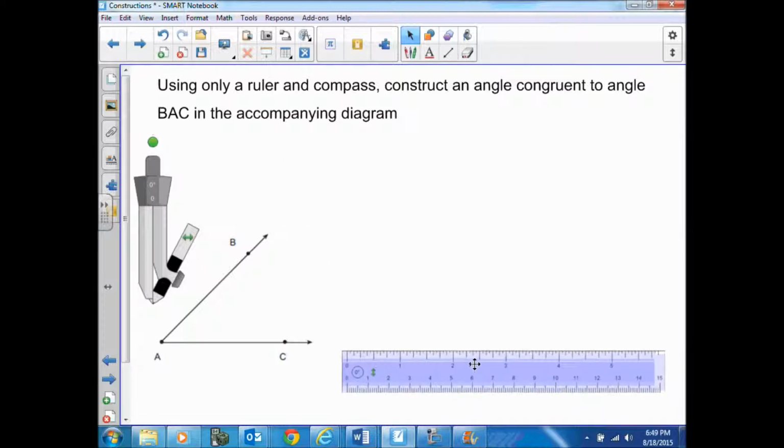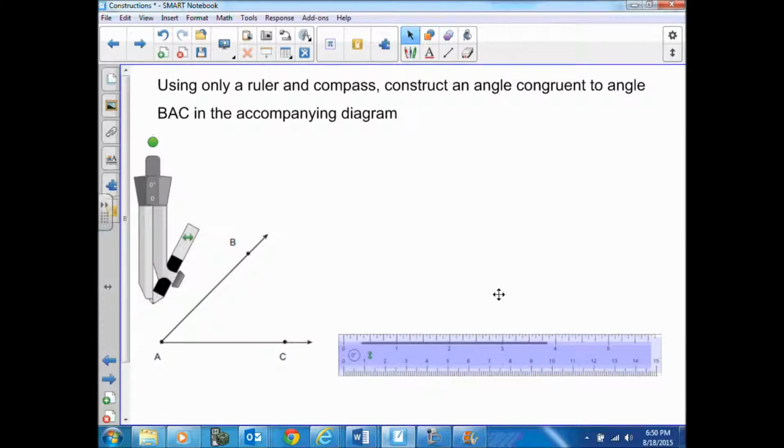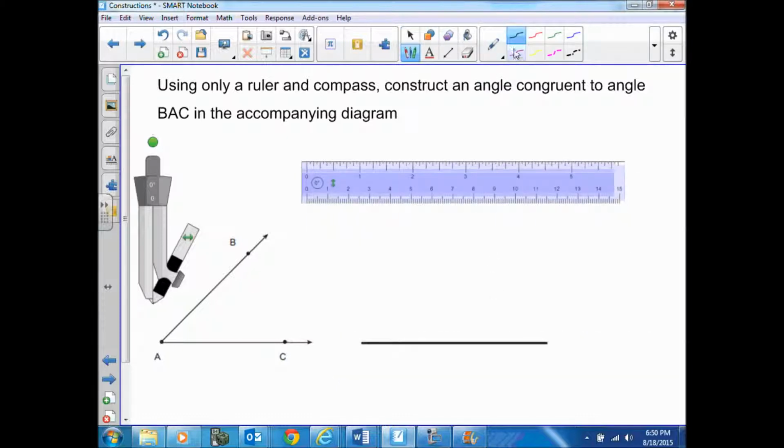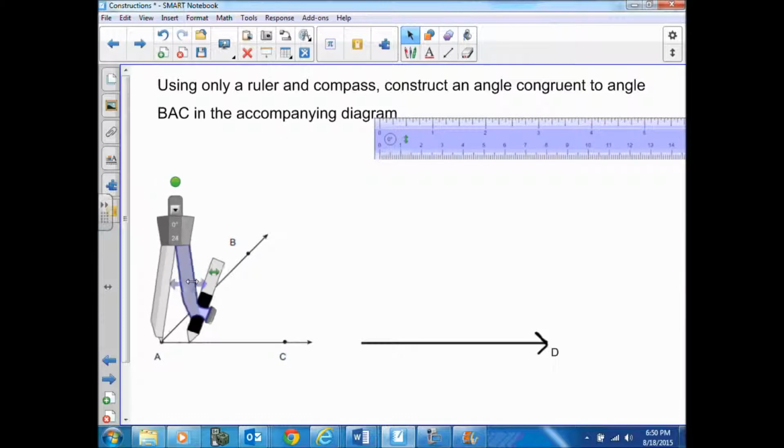So what we're going to do first is draw a ray. So I'm going to draw a ray here, and I'm going to call this point D, let's say. Okay? Now, the next thing you're going to do is take your compass and extend it out.